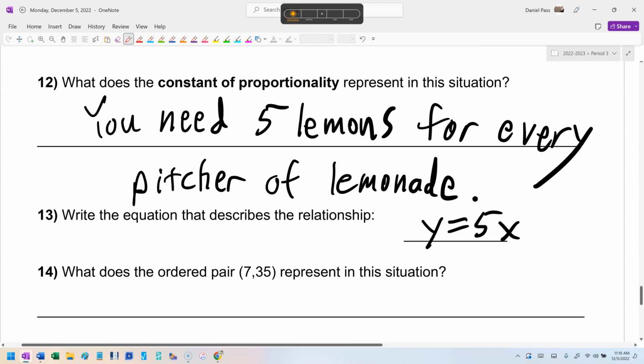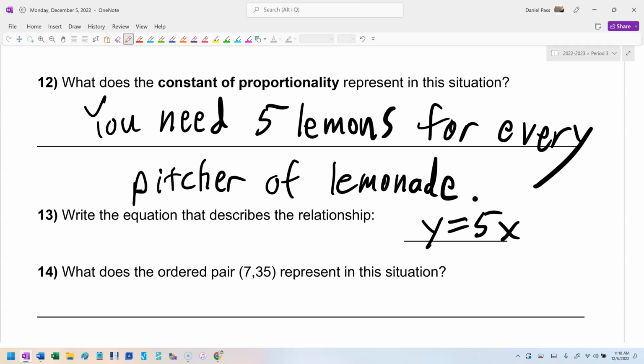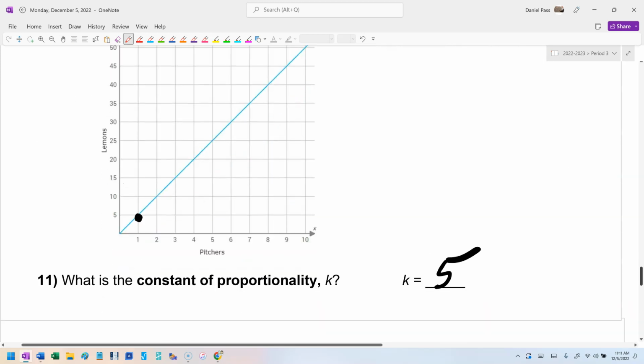All right. Now, does anybody want to answer this last one? What does the ordered pair mean? All right. Well, let's give him a hand, and then we'll finish the last one. What does the ordered pair mean? If we had (7, 35), what does that mean right here?